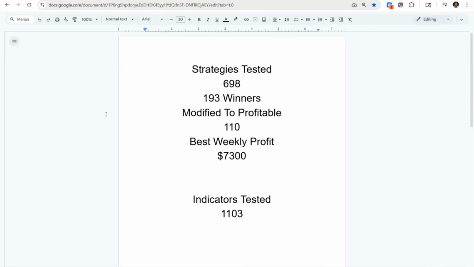All right, as I said, today we will be testing a new trend indicator. Before we do though, I wanted to put the testing scoreboard up for everyone to see. So to date, we have tested a total of 698 different strategies, with 193 of them being winners. And so far, since we've been using the Nexus backtest indicator, we've tested the most recent 110 different strategies. And out of those 110 different strategies, we've been able to make every single one either more profitable than the original strategy or profitable when the original strategy wasn't using the Nexus backtest indicator. And so far, the single best weekly profit from one single strategy has been $7,300.